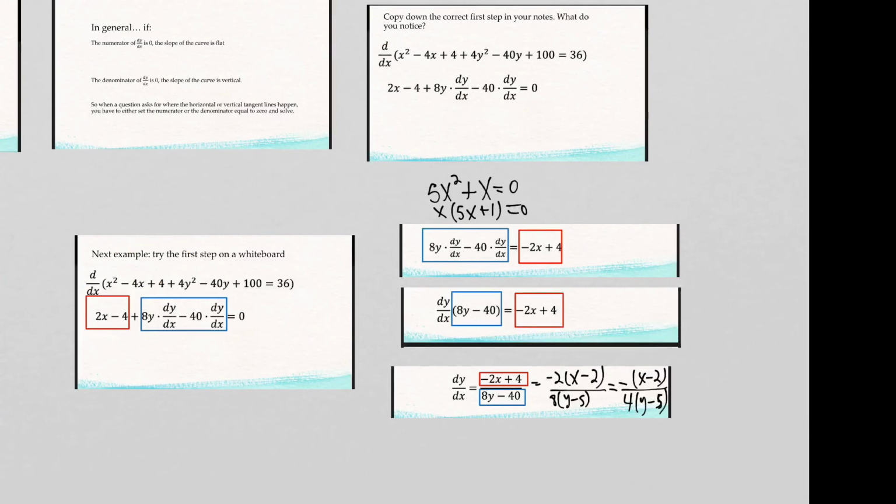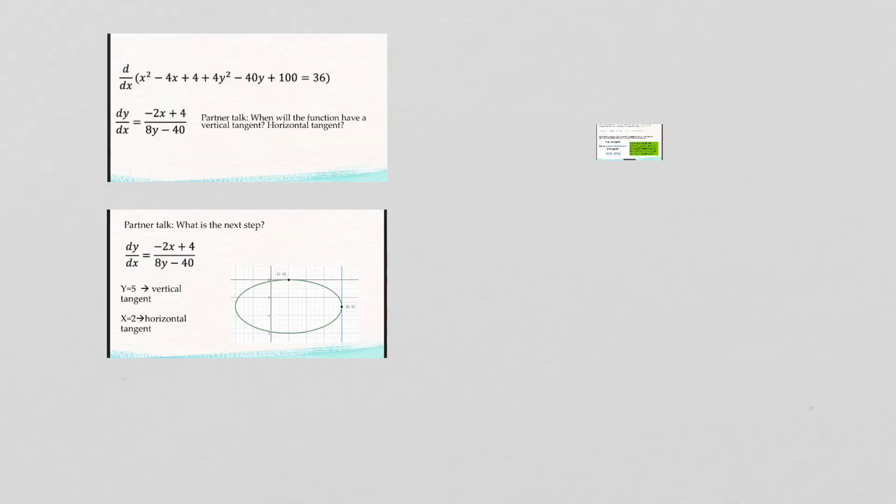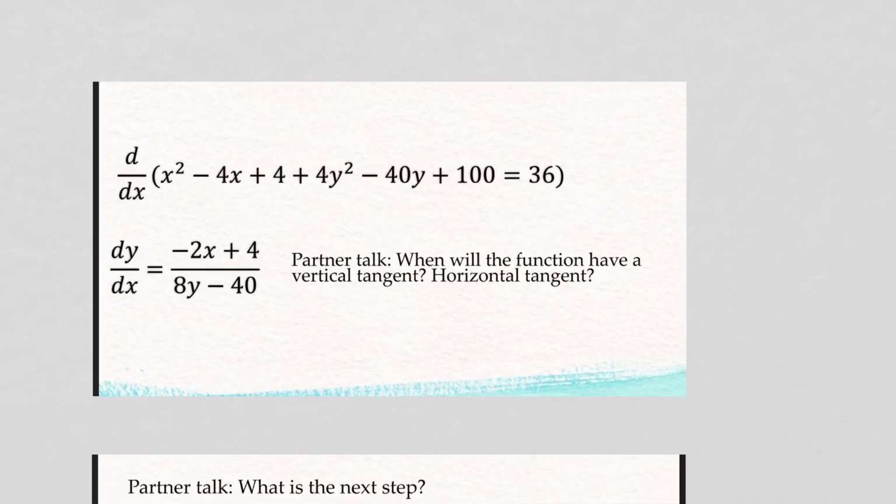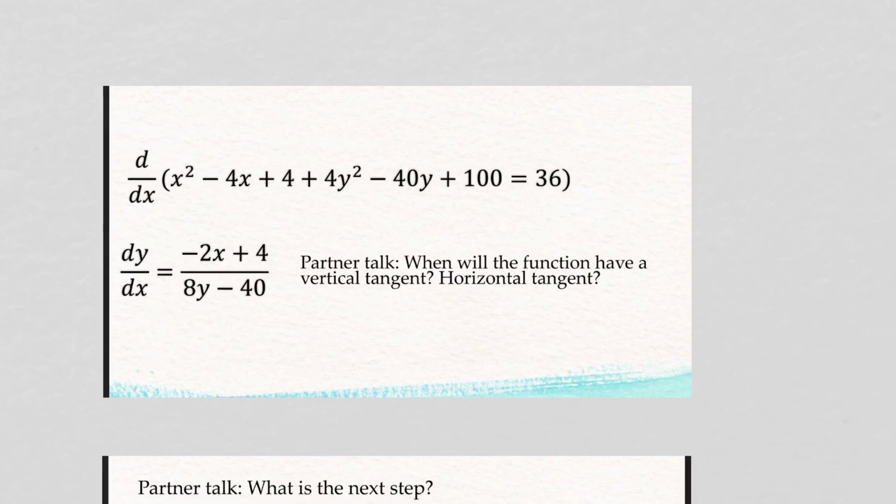So again, the question needs to be, what does this derivative now tell us? What kind of information can we know? Well, first, talk with people around you if they're at the same part of the video as you, or just think about this: when will this function have a vertical tangent and when will it have a horizontal tangent? Think back to earlier in the video. What caused a horizontal tangent versus a vertical?